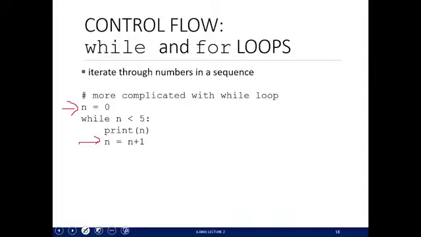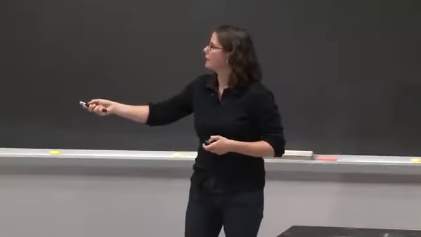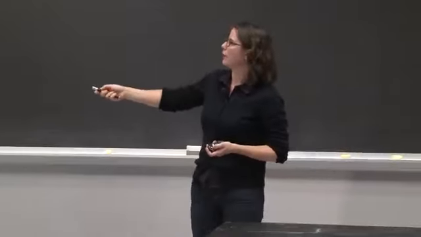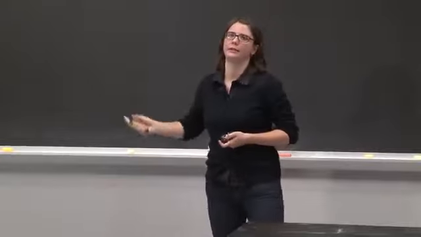The reason why the second one's important is because let's look at our condition here. So while n is less than 5. If you didn't have this line here, you would never increment n. So every time through the loop, you'd just keep printing zeros. Okay? And you'd have an infinite loop.